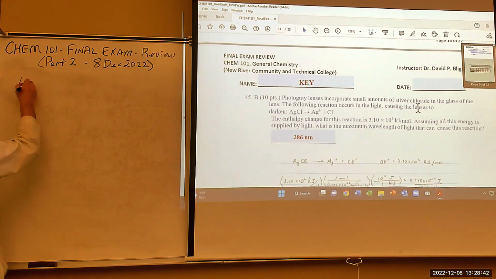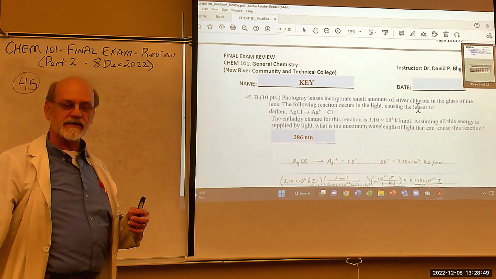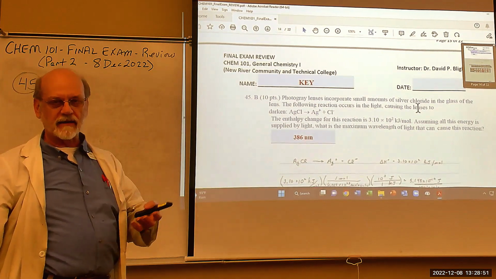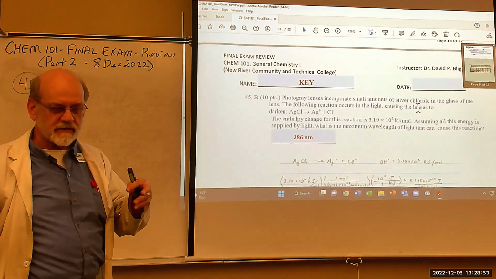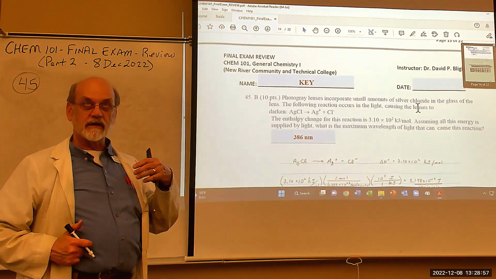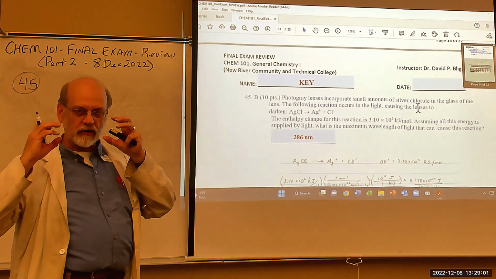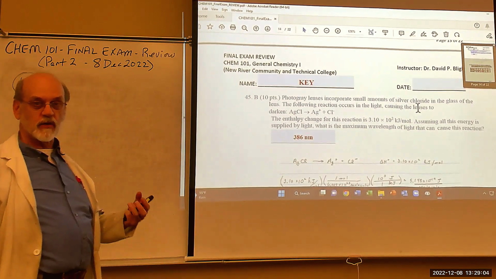45. Actually, we're almost to the end. Photogray lenses. Remember the photograys? They may not call them that now. Transition lenses. As you step outside in the summer in the sunlight, they respond to the sunlight by getting darker. Originally, they were called photograys.